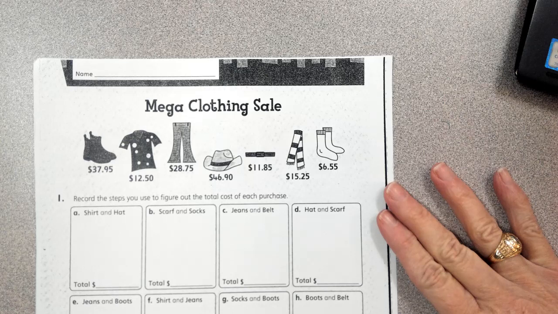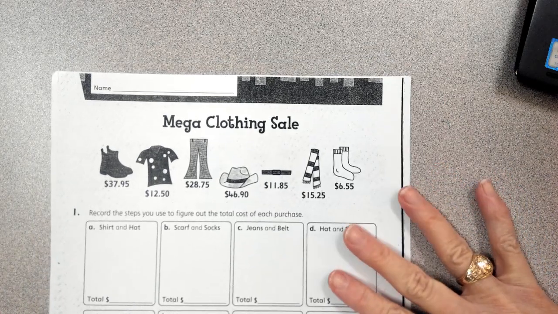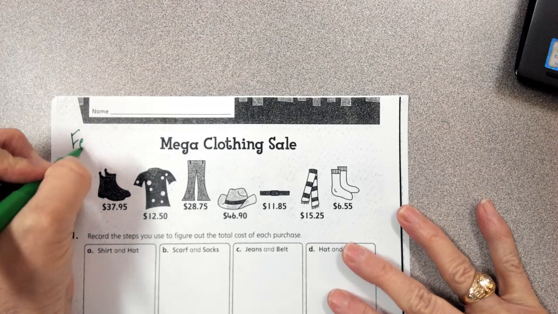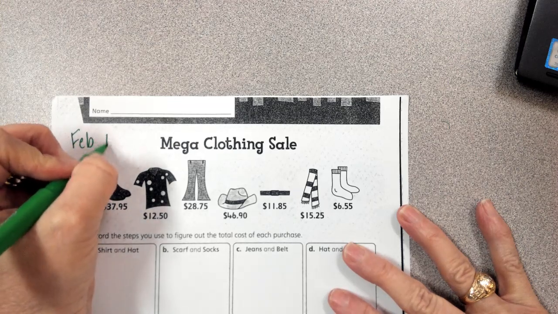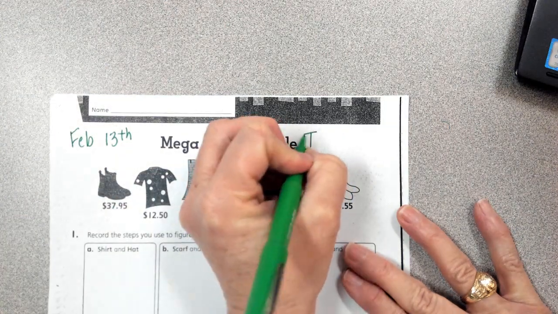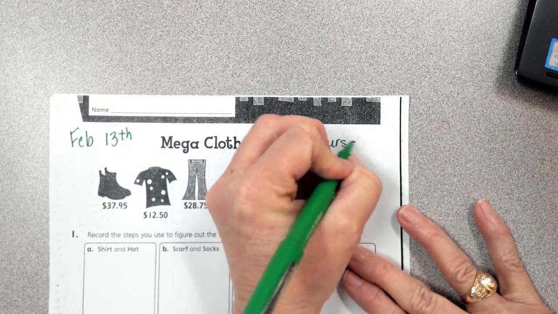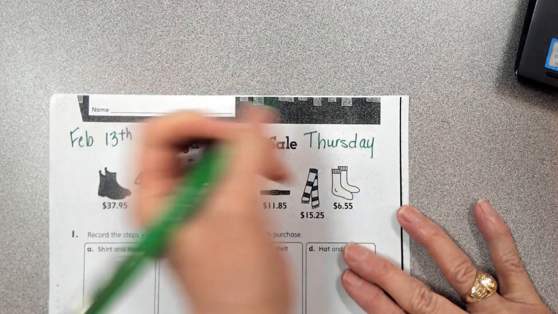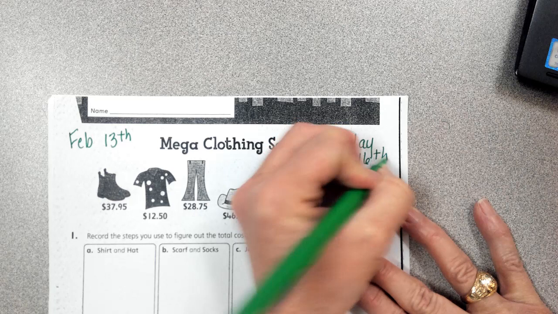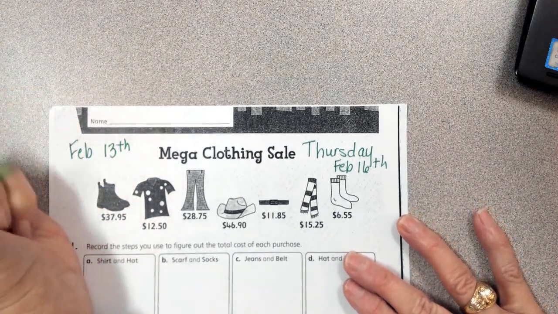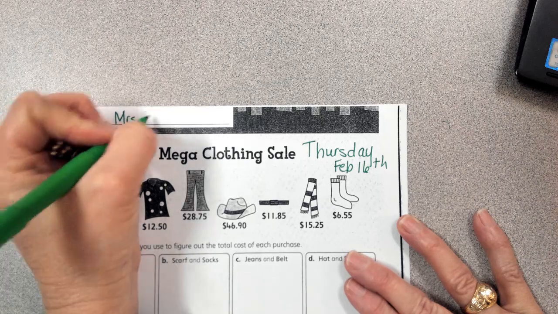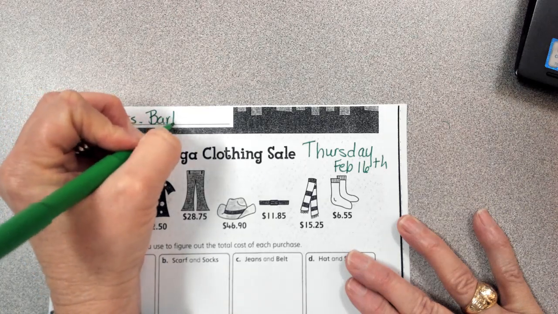All right, this is the XLT assignment for this week. Today is February 13th, and this assignment will be due on Thursday. Thursday will be February 16th. Make sure that you put your name on this so that you can get credit for your XLT assignment.